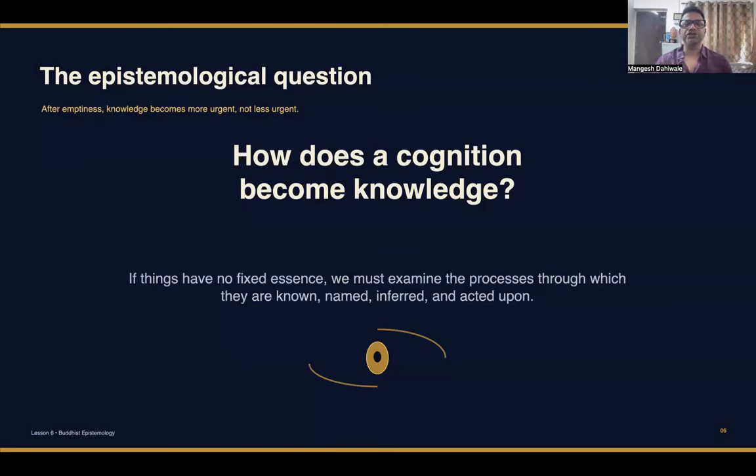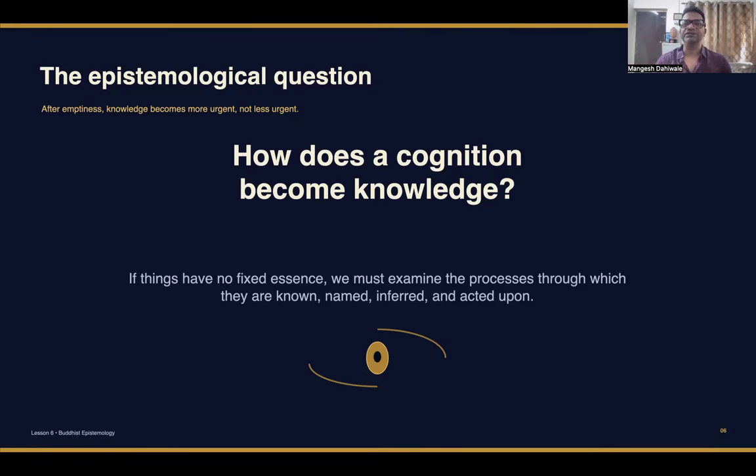Then the epistemological question. This is a very important question. After emptiness, knowledge becomes more urgent, not less urgent. In the previous lesson, we saw that nothing has inherent existence. It's empty of inherent existence, svabhava shunyata. However hard we try to pinpoint something which never changes, we cannot. We see that things arise depending on causes and conditions, and things pass away depending on causes and conditions. So after emptiness, the question of knowledge becomes very urgent, not less urgent.